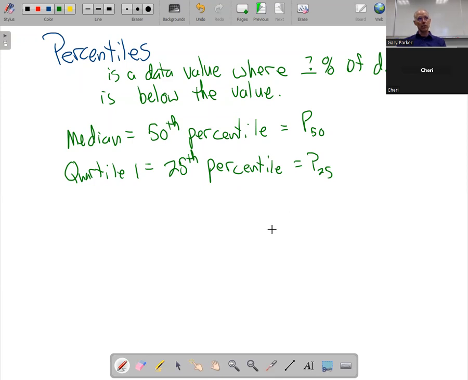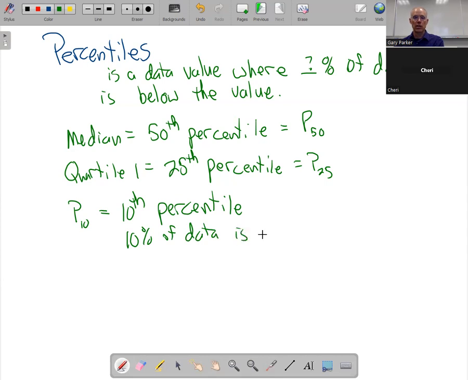Now that can be a little tricky because sometimes there's repeated numbers in a data set going the other way. But we can find any percentile we want. For example, we could find the 10th percentile. So the 10th percentile would be the place where 10% of the data is before that point. And usually we say it's at or before that point. Let's try this on a data set.